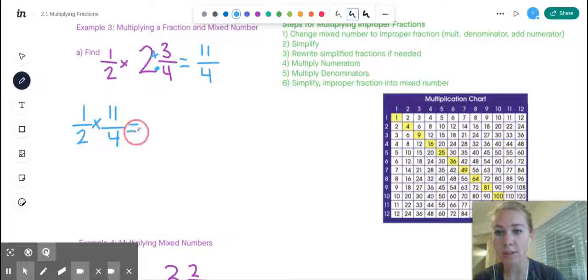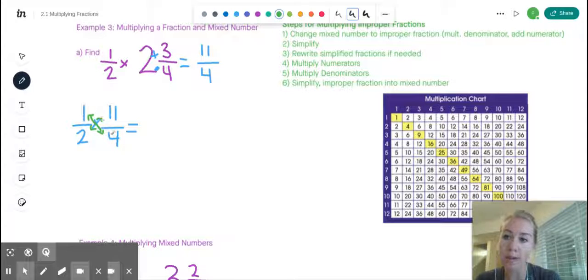Okay, step 2 is to simplify. So just like we did in the previous example, I'm going to use a different color here. So remember, to simplify, we're going to look across. Okay, let's see. Can 2 go into 11? 2, 4, 6, 8, 10, 12. Nope. So we can't simplify across.